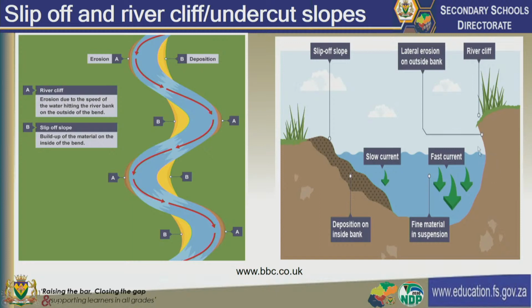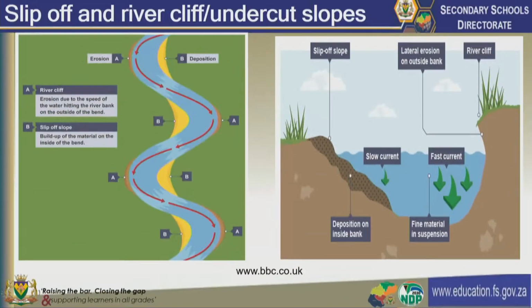So what is the result? It means there's going to be lateral erosion on the right side of your picture where water is flowing fast, and a slow current deposition on the left-hand side of your picture. It's very important for us to note that, colleagues, grade 12s, because it's what we need to know as we prepare ourselves for the final.